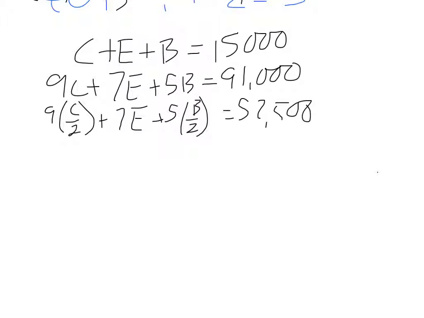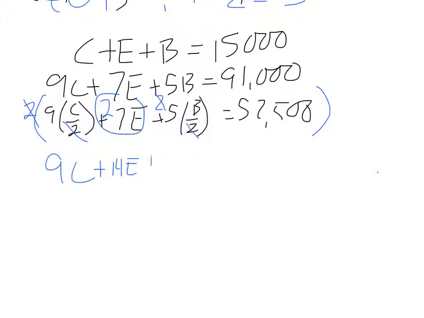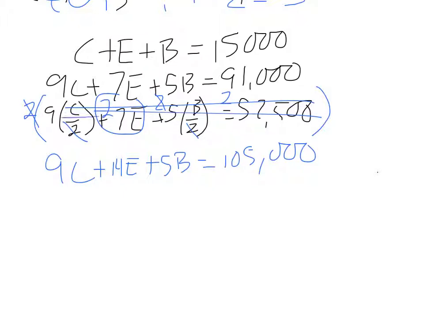Okay, so first thing is I don't want any fractions, so I'm going to multiply this third equation, everything, by 2. So here when I do the 2 there, it cancels with that and that, so we have 9C. The 2 here turns into plus 14E. The 2 here cancels with that, giving us plus 5B. And then the 2 here is going to give us 105,000. So now we're no longer using this equation. We're going to use the one with no fractions.